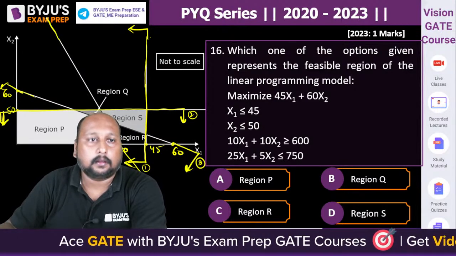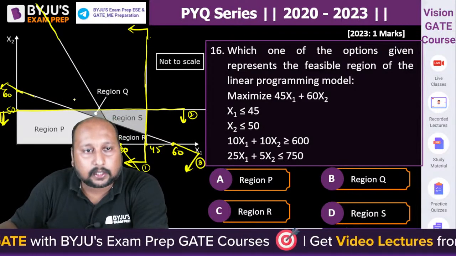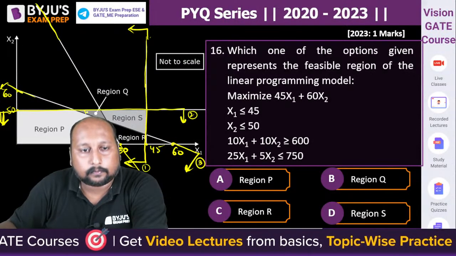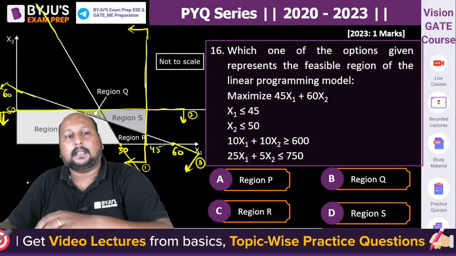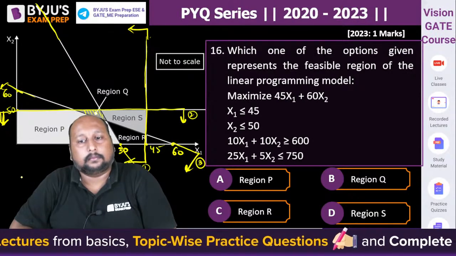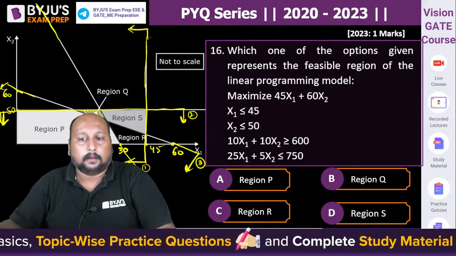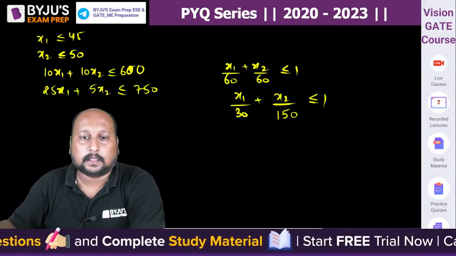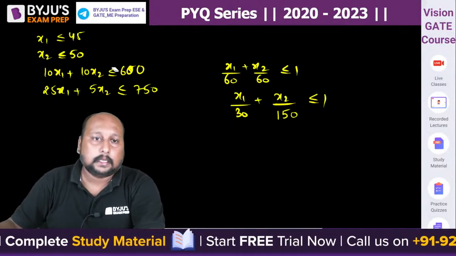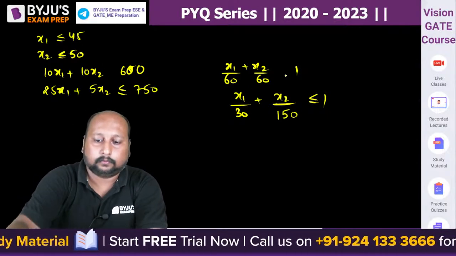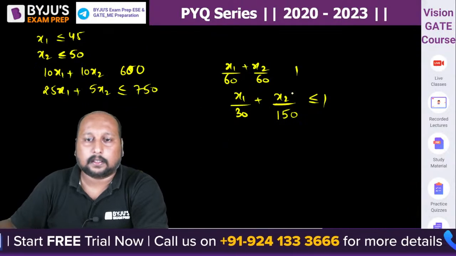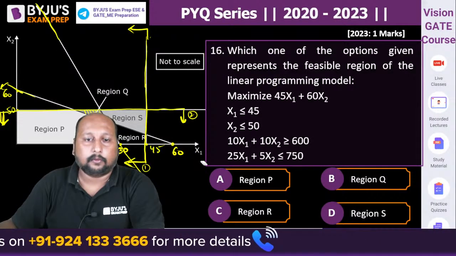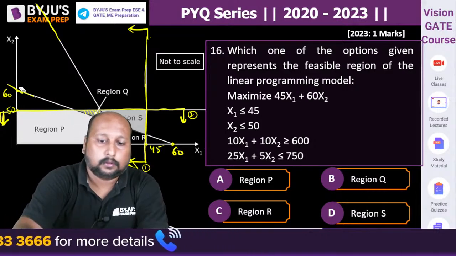So the feasible region that we are getting over here is this one. This is the feasible region. One second. This is greater than equal to, no? The 600 one, we are having greater than equal to, not less. So this one would be no solution. Now it's correct.